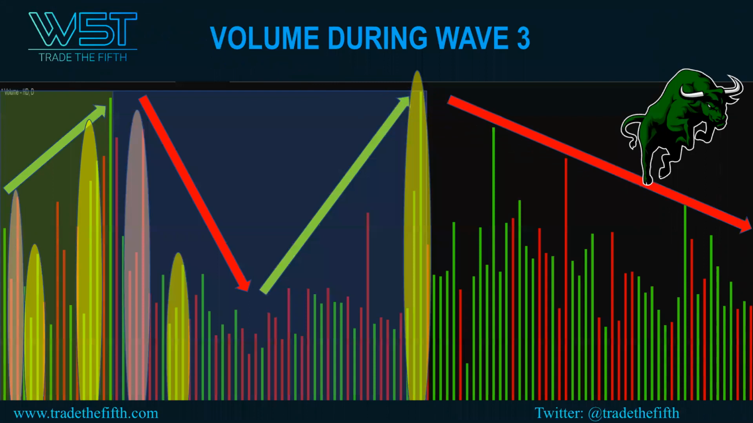Okay. So the final phase. So we do see, right. I'm not going to say anything. What can you tell me about the average daily volume on the third phase of wave 3?